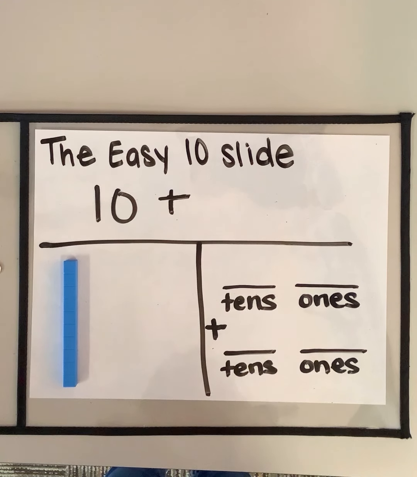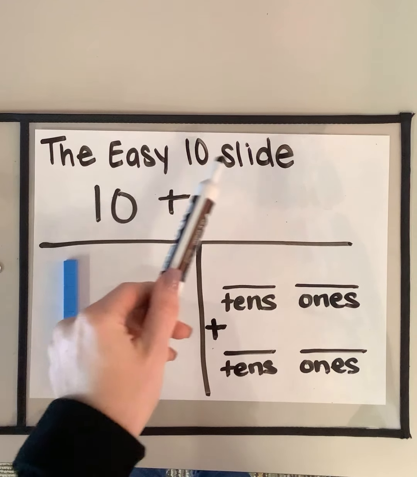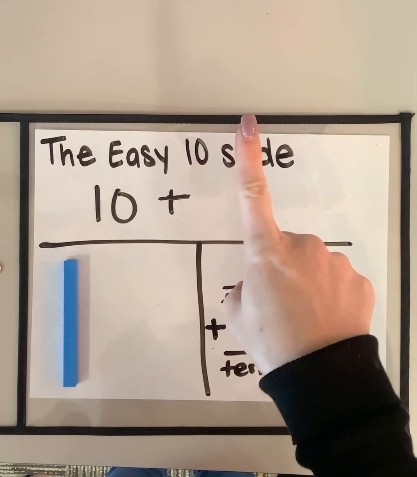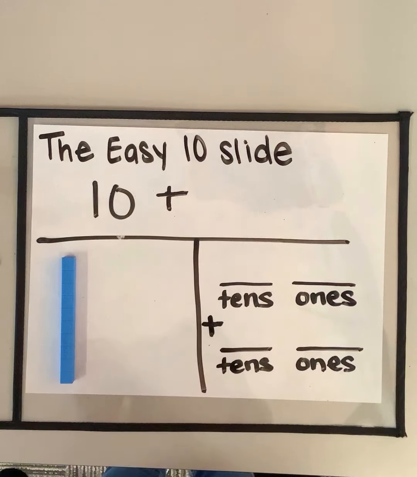Hi, first grade. Last unit, we learned an addition strategy called the Easy 10 slide. Do you remember learning that addition strategy? Yeah, the Easy 10 slide is a great addition strategy that we can use to solve some addition problems. The Easy 10 slide is when we add any one-digit number to the number 10. Let me refresh your memory about the Easy 10 slide.